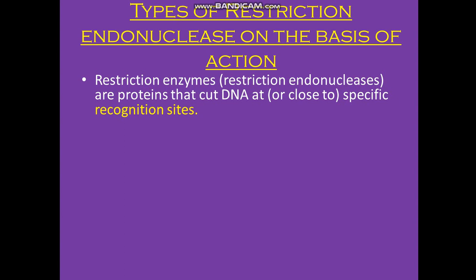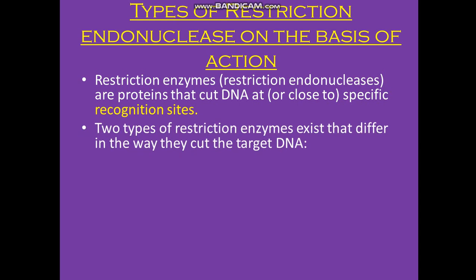These proteins cut the DNA at or close to the specific recognition site that you already know. Type 2 is cutting within the recognition sites, type 1 is cutting 1000 base pairs away from the recognition site, type 3 25 base pairs, and type 4 20 base pairs. So that is the characteristics of restriction enzyme.